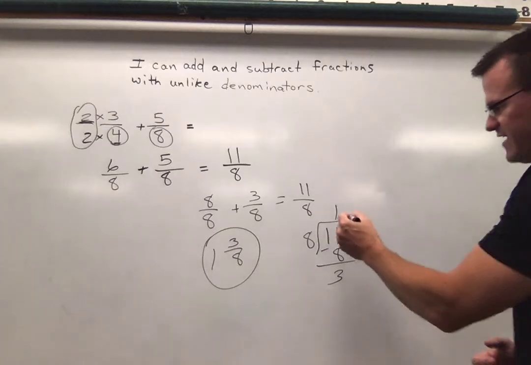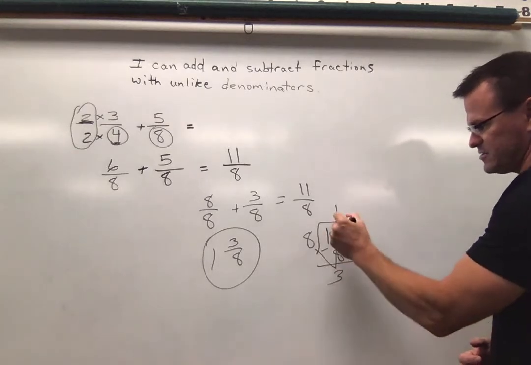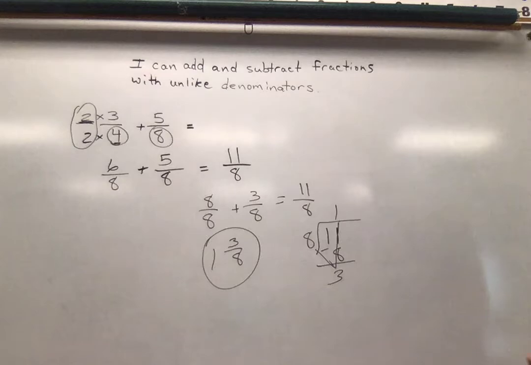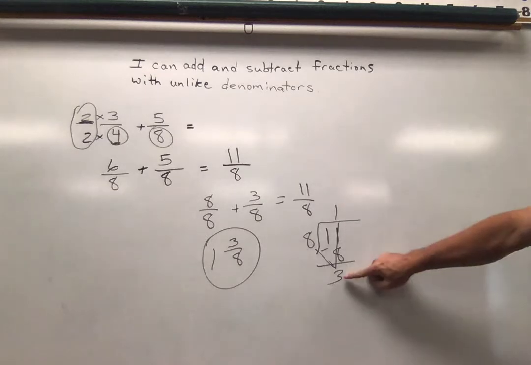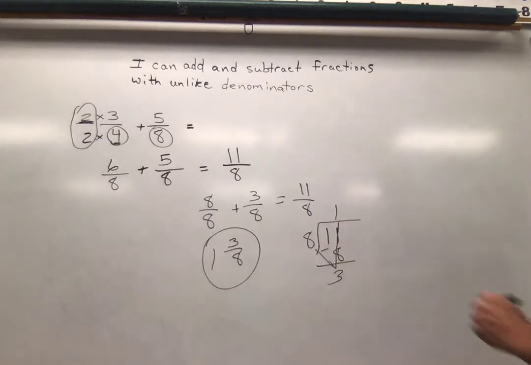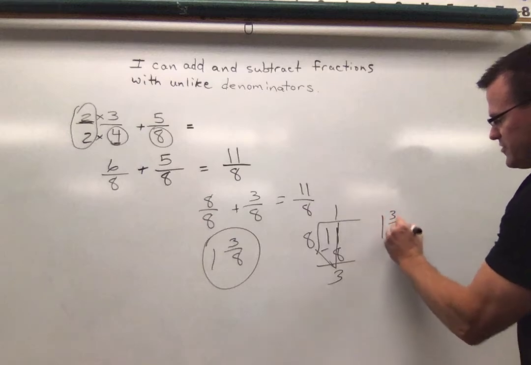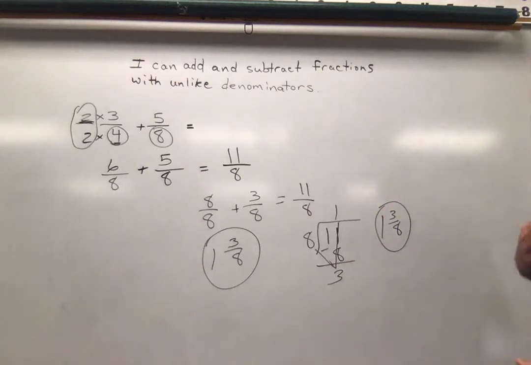So I like to teach divide and make a V. A lot of kids will make a V-type shape, and they know we have one full group and we have 3 left of another group of 8. So we would write 1 and 3/8. Okay, so that's one example of adding with unlike denominators, and the answer in this case comes up to 1 and 3/8.